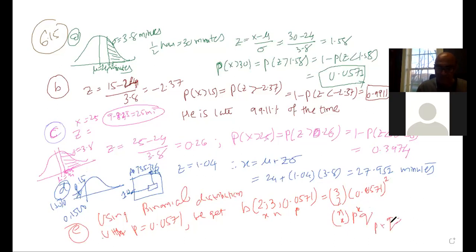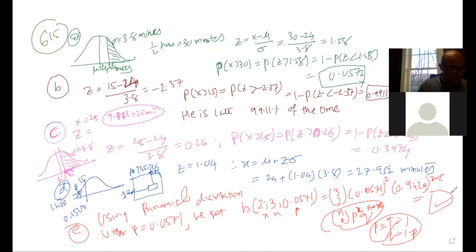p plus q is equal to 1, so q is equal to 1 minus p. Keep in mind this thing. So 1 minus p is equal to 0.9429, and here it is n minus x. This was the formula. So n minus x is equal to 3 minus 2, that is equal to 1. Simply 1. So just use your calculator and you can get the answer, probably 0.0092, something like that.